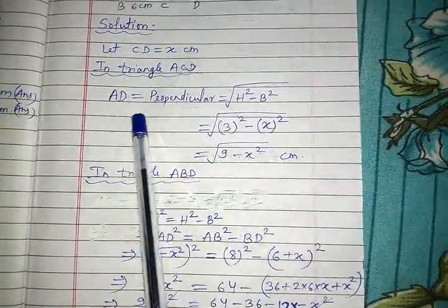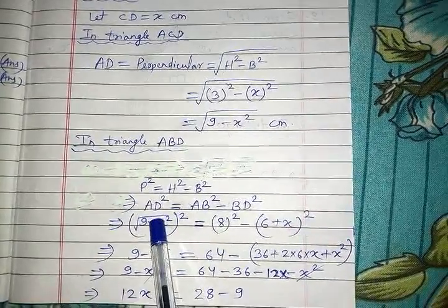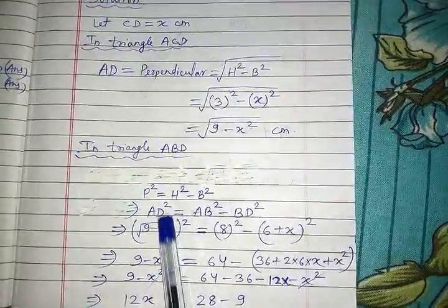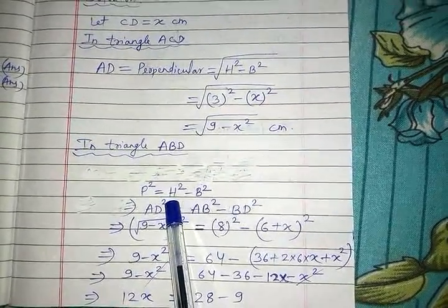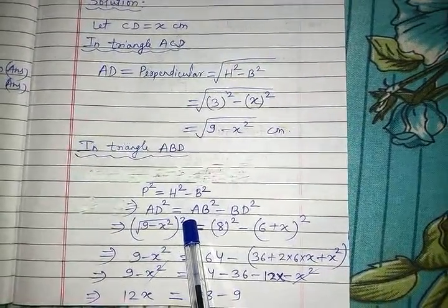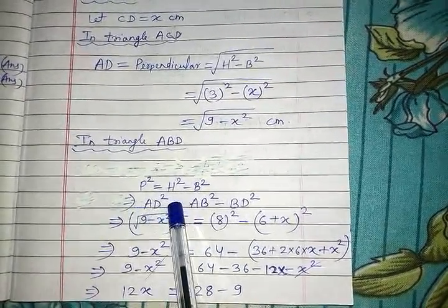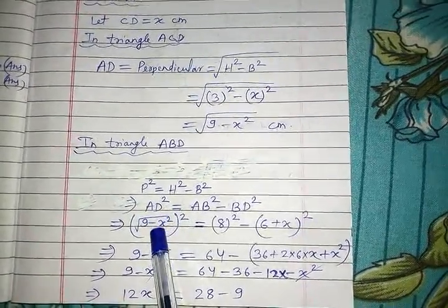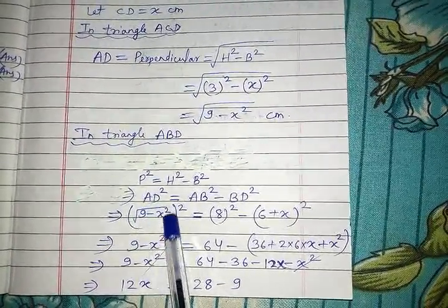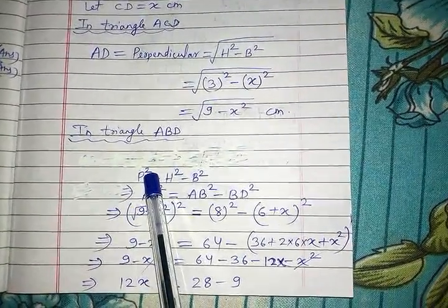But just now AD's value is root over 9 minus x square. So same value of AD I put here, root over 9 minus x square. But AD has got square at the top. So here also I will put square at the top. So now you understood why I had put square here, because this square will help us to remove this root over. So in the next step, this root over will vanish with this square. That's why only the internal number will remain, that is 9 minus x square will remain. So that's why I use the formula in the square form.